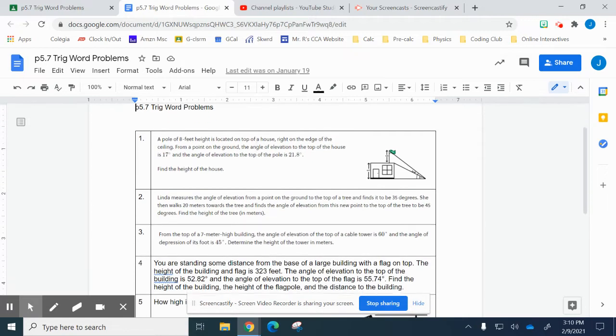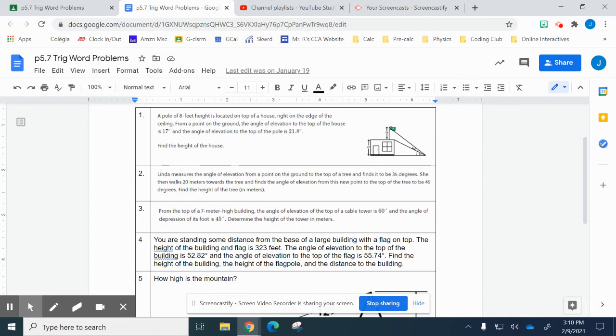So here's problem number 1. A pole of 8-foot height is located on top of a house right on the edge of the ceiling. From a point on the ground, the angle of elevation to the top of the house is 17 degrees. The angle of elevation to the top of the pole is 21.8 degrees. Find the height of the house.